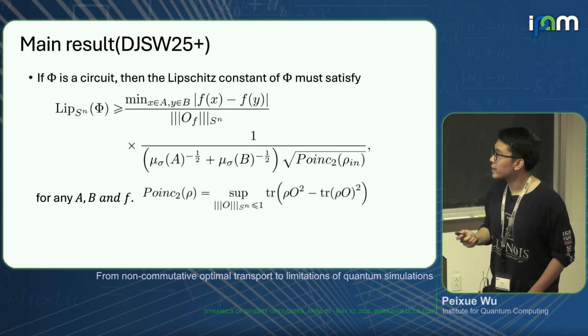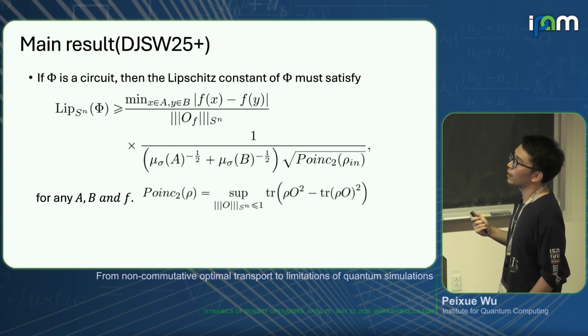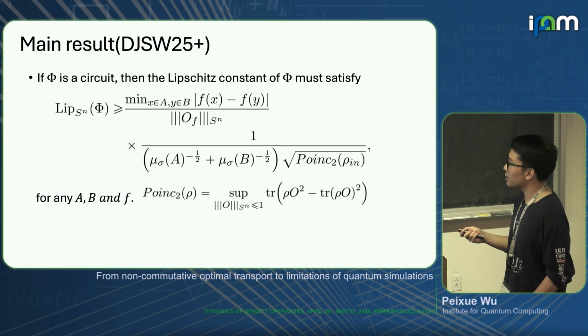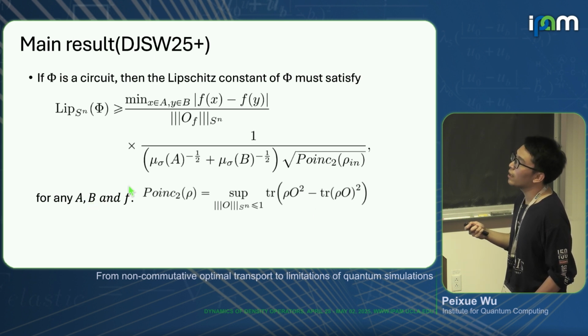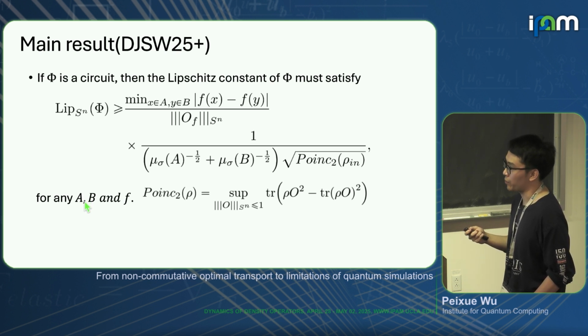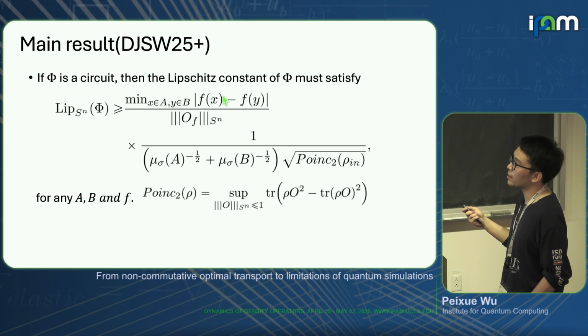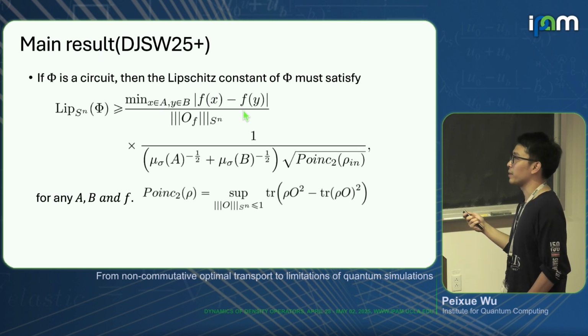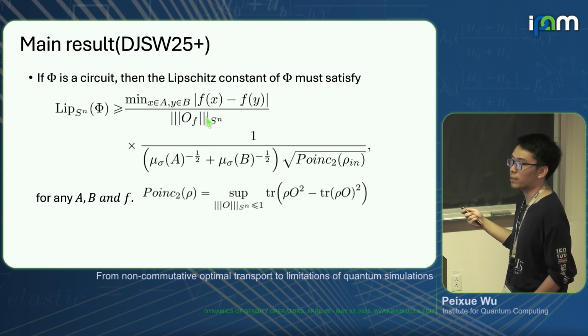So the main result is that if we have a circuit, meaning U is a unitary operator, we can get a lower bound on the Lipschitz constant. The first constant depends on the choice of the set A. Sets A and B are subsets of the bit strings, and F is an arbitrary function. It's minimized over all functions, the difference of the function acting on A and the function acting on B. And you have to pay a price of this Lipschitz constant here.